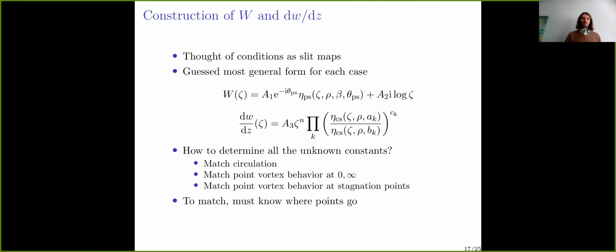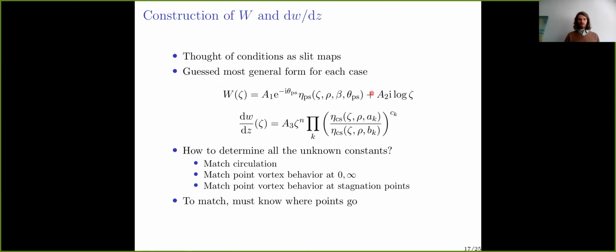How did we do it? We thought of the conditions as slit maps, and guessed the most general form for each case. We have a lot of constants floating around now. So how do we determine what they are? Well, basically, we're going to match the circulation. So there's a given circulation. We match that. That's not too bad.